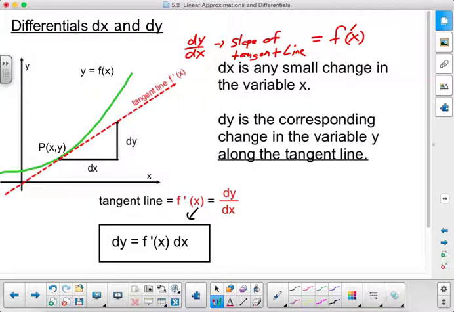And the only other thing maybe I'd add in my notes is this again. Delta x and dx, they're the same thing. It's just a change in x. It's a small change in x. So as I change my x, I'm going to get a dy, I'm going to get a delta y.